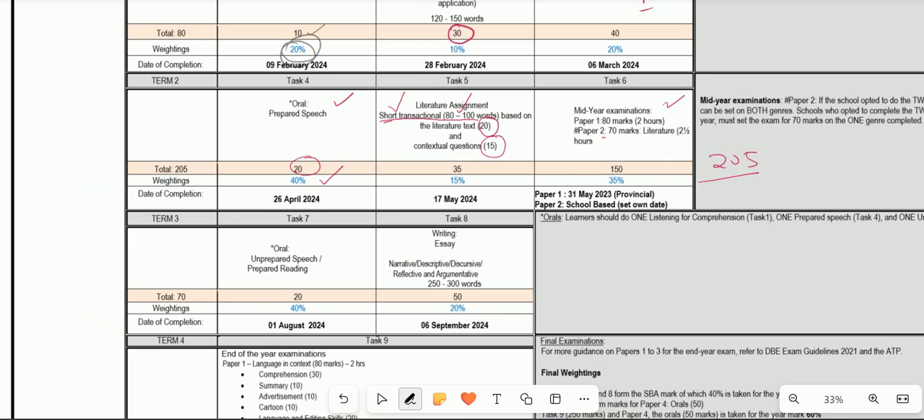And then term 3 is relatively short. It's very short. You're only going to have 70 marks, but remember, it's important. So you're going to have orals again. Depending on your teaching at the school, it is either going to be prepared or unprepared. But I believe that because for term 2 it was prepared, you must be exposed to another format of orals, that which is going to be unprepared.